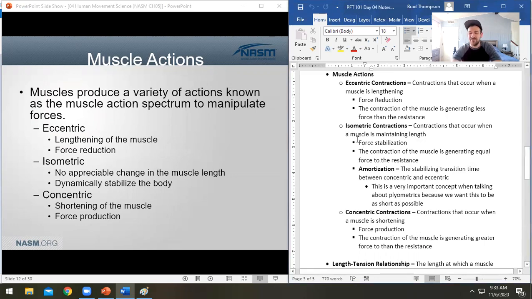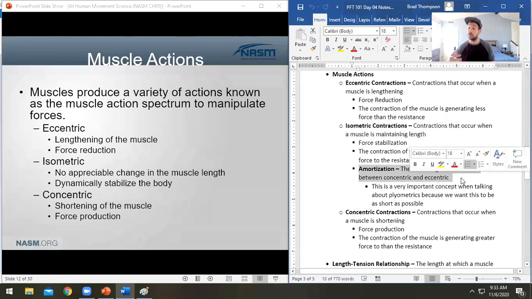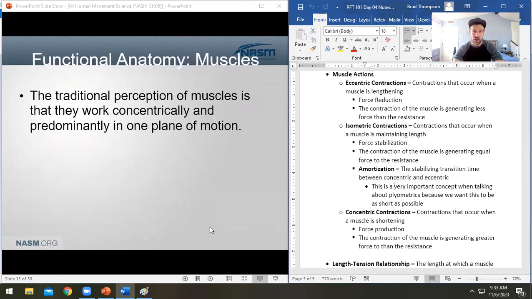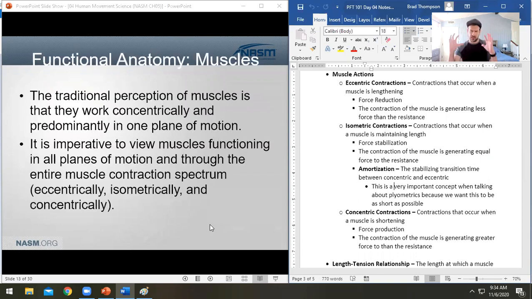So anyway, in the end, eccentric contractions are lengthening, concentric contractions are shortening, isometric contractions are maintaining length, and amortization is the stabilizing, that's a maintaining of length while you're transitioning. So amortization is an example of isometric. But generally, when we think of isometric, we think of a long hold. Amortization, we want it to be a short stabilizing. But stabilizing is holding, which is why it's in that category.